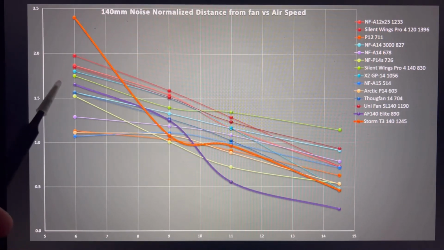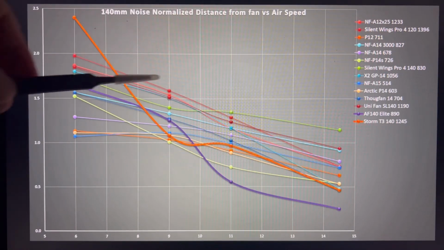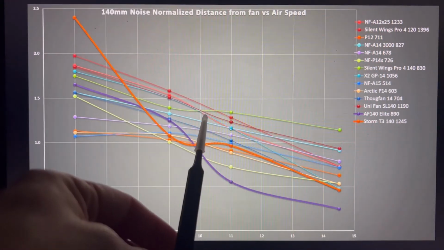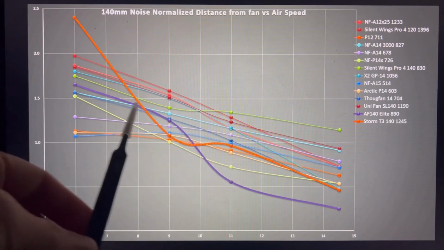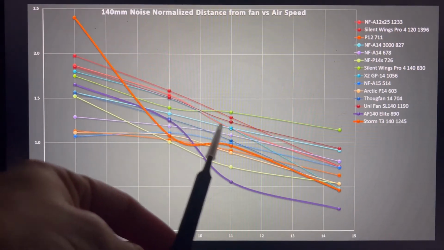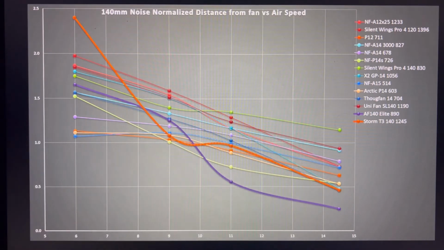The Corsair Elite, on the other hand, starts off basically in the middle of the pack and then drops all the way to the very bottom, indicating neither of these two fans are very good in case airflow applications. While technically not as good, the Silentwings 4 Pro 120 has much better performance in this category. This light blue line is the Noctua NFA14, and it's performing much, much better.